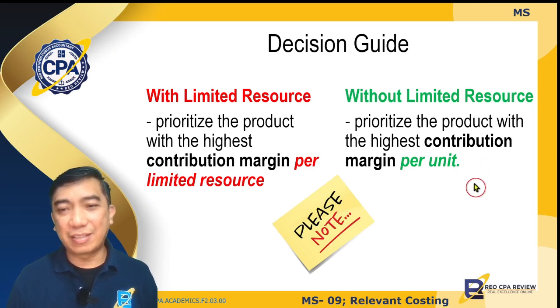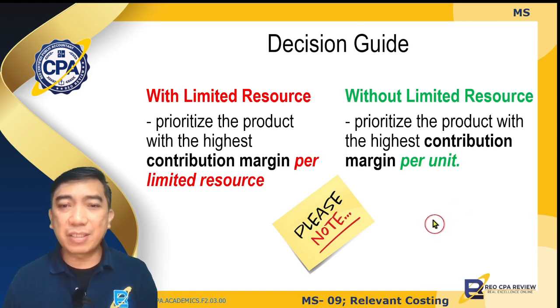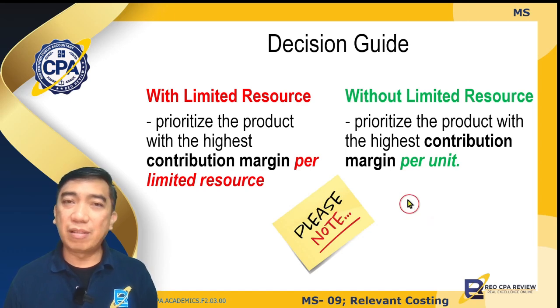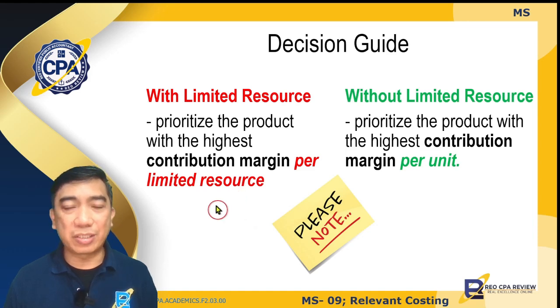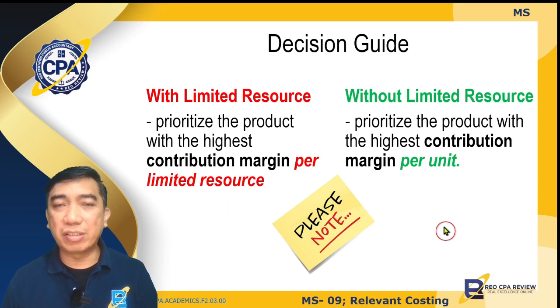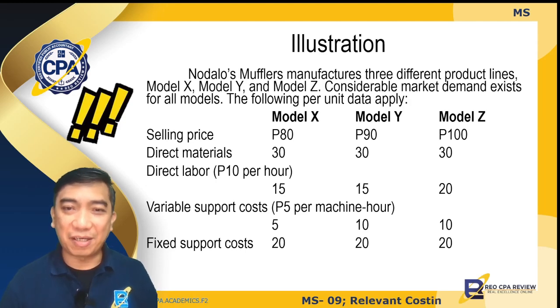Ito na yun, class. So, be careful ha. So, every time na mag-solve tayo ng problem sa ganito, anong titignan mo? Ano nga ba muna yung situation ko? Meron bang limited resource? Prioritize CMU per limited resource. There is no limited resource? Prioritize product with the highest contribution margin per unit. Okay? Class, madali lang to.